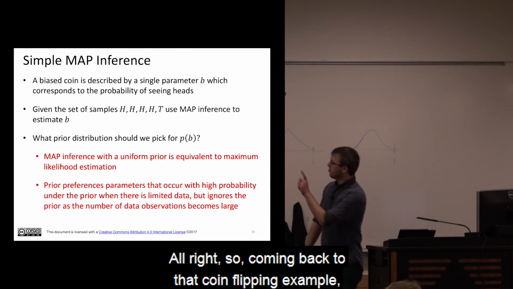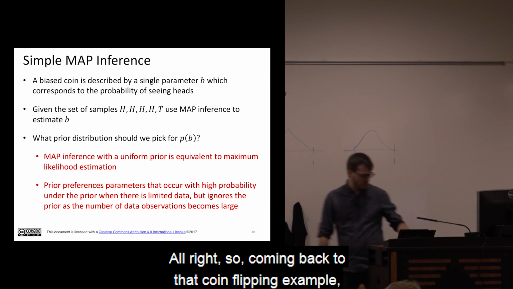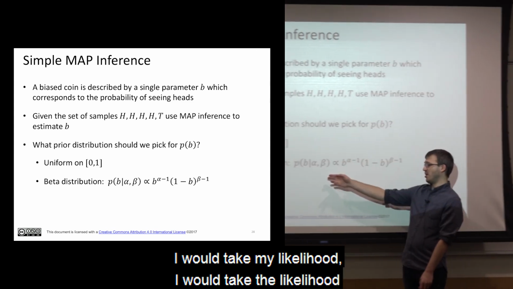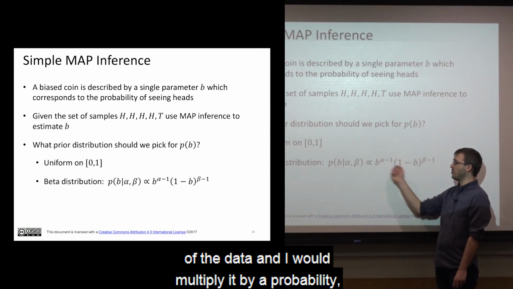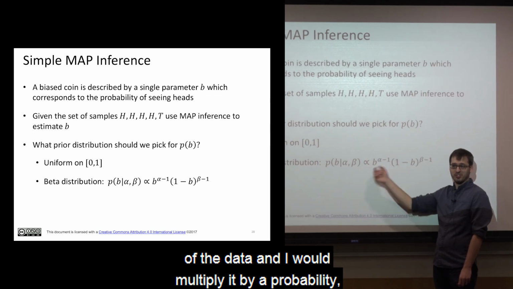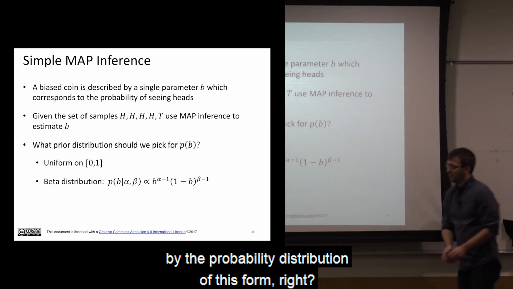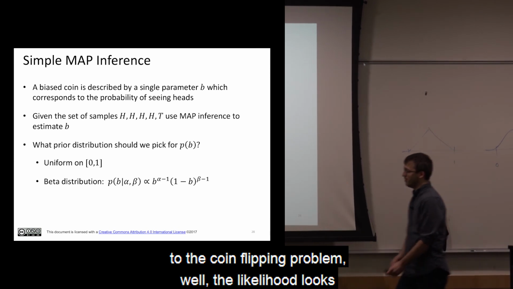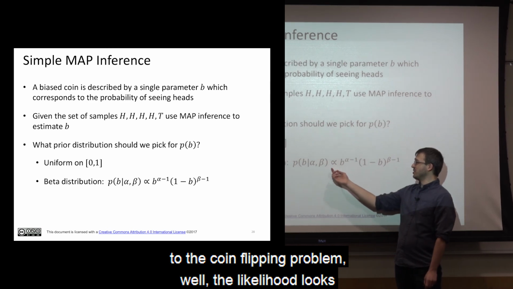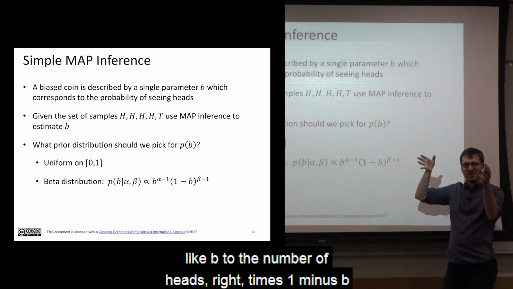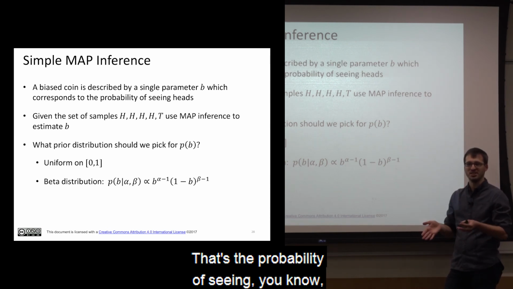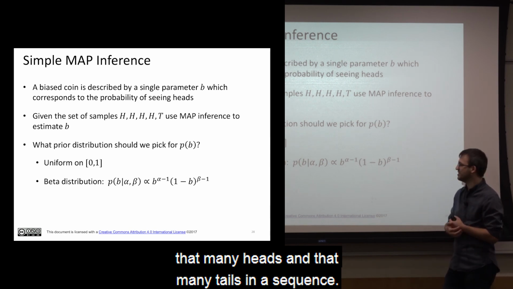Coming back to the coin flipping example, if I use this beta prior, I would take the likelihood of the data and multiply it by the probability distribution of this form. If we think about what effect that has on the coin flipping problem, the likelihood looks like b to the number of heads, times 1 minus b to the number of tails. That's the probability of seeing that many heads and that many tails in a sequence.